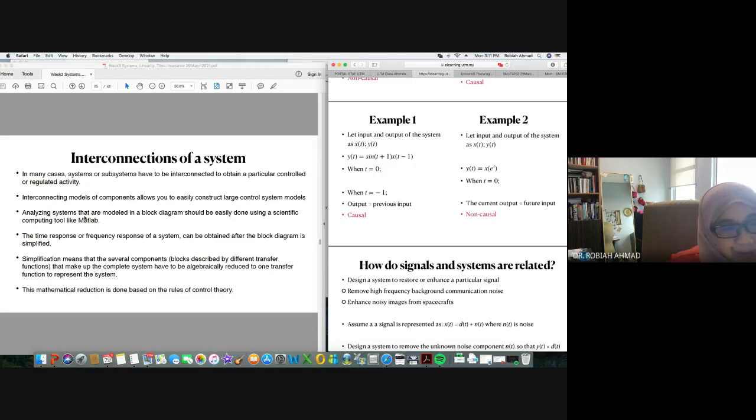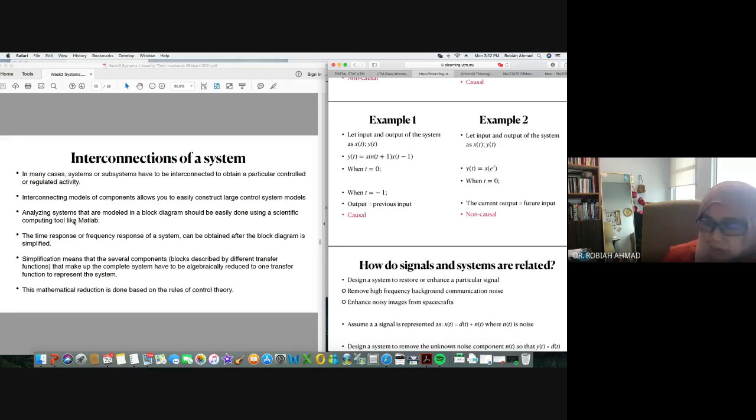Okay, analyzing systems that are modeled in a block diagram should be easily done using a scientific computing tool like MATLAB. Later on, when you learn about MATLAB, okay, how to apply this, kita akan belajar sedikit nanti. For example, if you look into the last part of our course, we'll be looking into the analog filter. Filter ni macam saya cakap, for example, examples of how to remove a noise. So we design an analog filter.